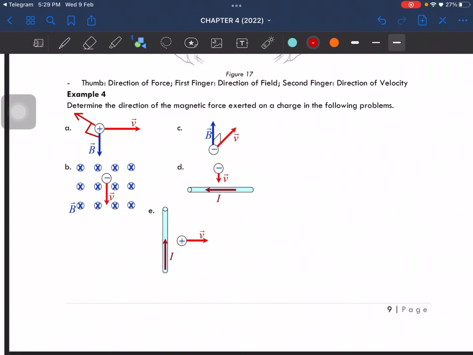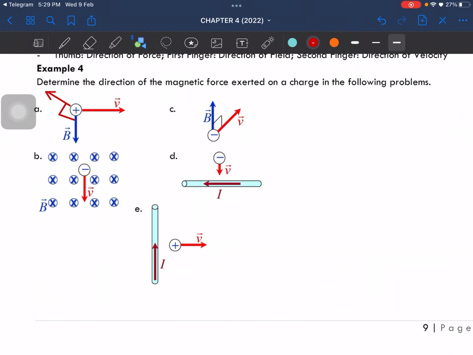is into the page. Question B, it is a negative charge, so we will be using Fleming right hand rule. So our middle finger will be pointing down, pointing finger will be pointing into the page, so our thumb would be, the force would be pointing to the left.